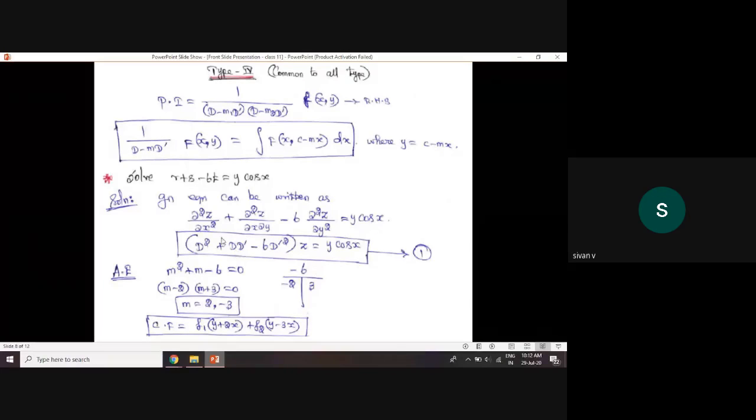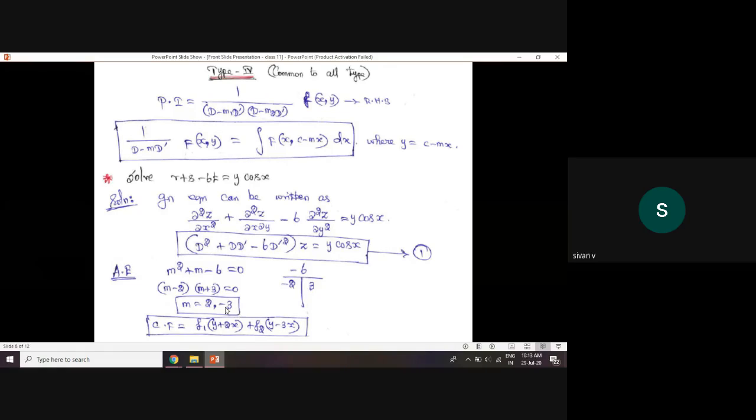First, we have to find the complementary function. How to get the complementary function? Before getting the complementary function, make the operator form. This is called the derivative form. From this derivative form, you have to make the operator form. The operator form is D square plus D D dash minus 6 D dash square of z equals y cos x. Now, get the auxiliary equation. Replace D by m and D dash by 1 and z by 1 and make the right hand side equal to 0. Therefore, m square plus m minus 6 equals 0. It will become m minus 2 and m plus 3 equals 0. Therefore, m equals 2 and minus 3.